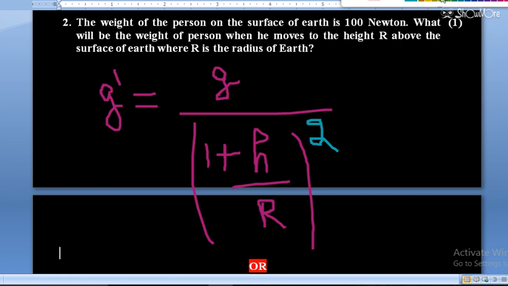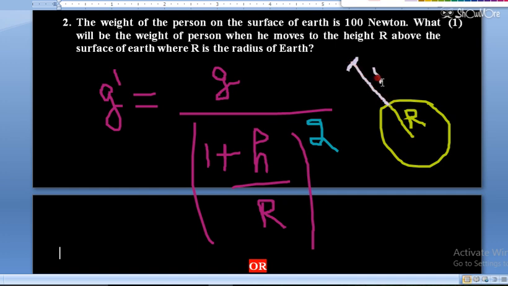If you need a rough diagram, then you can see this one. This is the earth, let's suppose, and it has radius r. When you are moving, we have to find the weight of the person at this height, and this height is also equal to r. So from the earth's center the distance is 2r, but from the earth's surface the height is r. So this is the diagram.